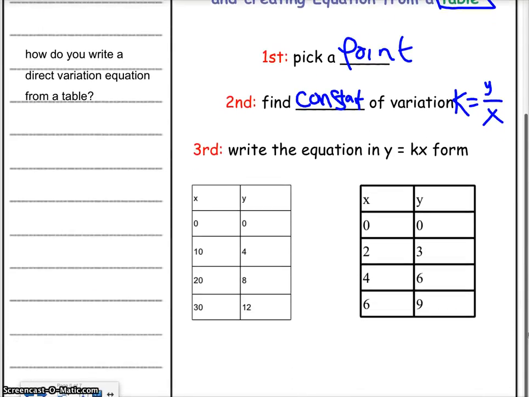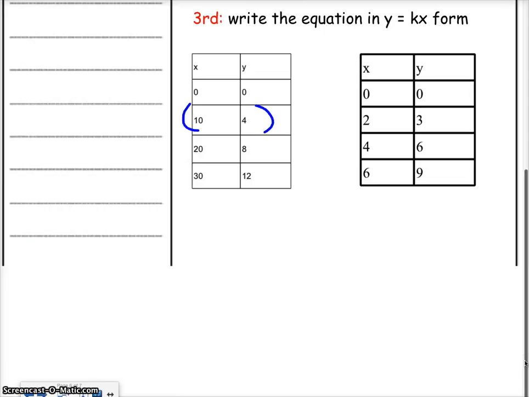You can't use the point 0, 0, just so you know. There's no way. You can't do 0 over 0. So you're going to have to pick another point. So I'm going to go ahead and pick my first point, 10 and 4. Notice how I did that? You could pick any of them. They will simplify to the same thing. K is equal to y over x, 4 over 10, 2 over 5. Y equals 2 over 5x.